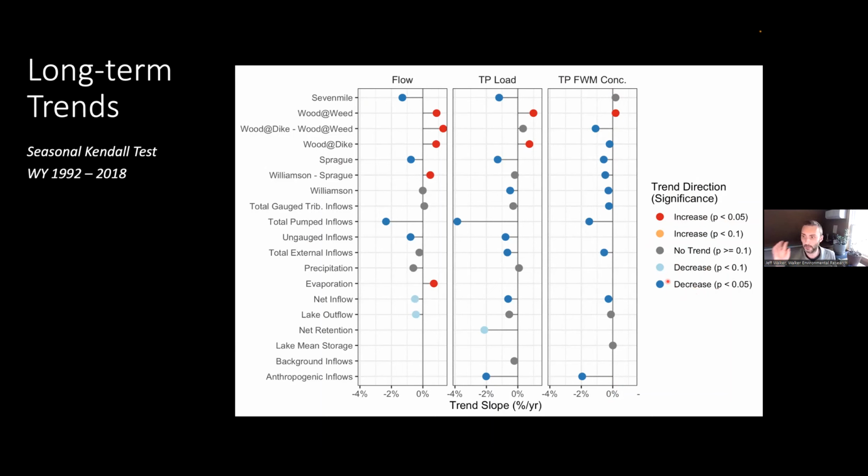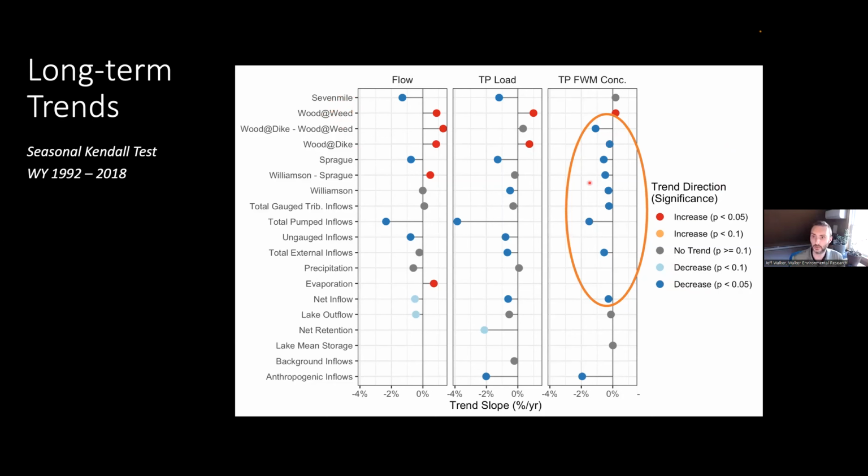And I'm not going to walk through all of these. I'm going to focus on just a couple of really key points. One is that if we look at the trends in phosphorus concentrations coming into the lake, we saw decreasing trends from almost all the inflow sources, with the exceptions of 7 Mile and a station in the Upper Wood.